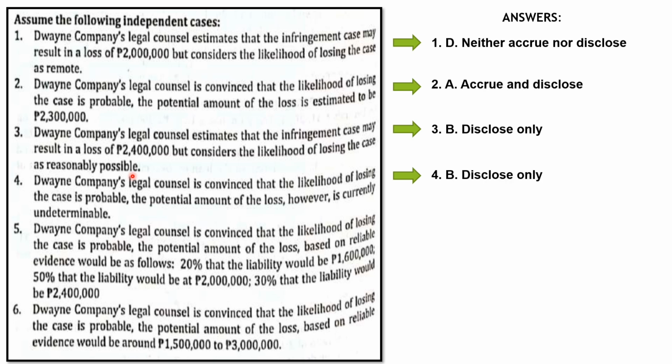Case number 5. Dwayne Company's legal counsel is convinced that the likelihood of losing the case is probable. The potential amount of the loss based on reliable evidence would be as follows. 20% that the liability would be 1.6 million, 50% that the liability would be 2 million, 30% the liability would be 2.4 million. So, IAS 37 requires a provision to be measured at the best estimate of the expenditure required to settle the present obligation at the end of the reporting period.